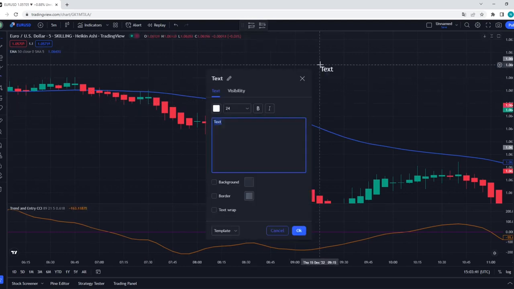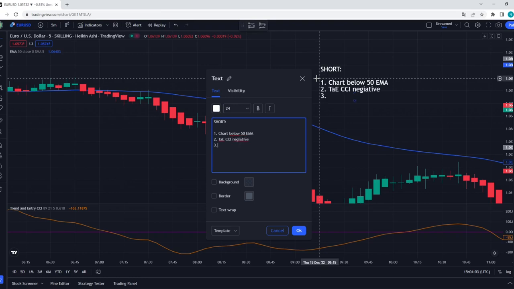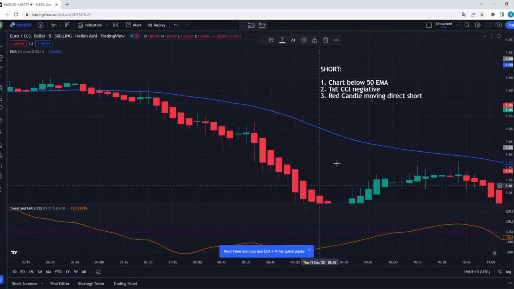So I will write it down again for you. For a short trade, first, we want the chart below our 50 EMA. Second, we want the trend and entry CCI to be negative, so below the purple line. And third, we want a red candle moving directly short. So these are the three conditions that we need.